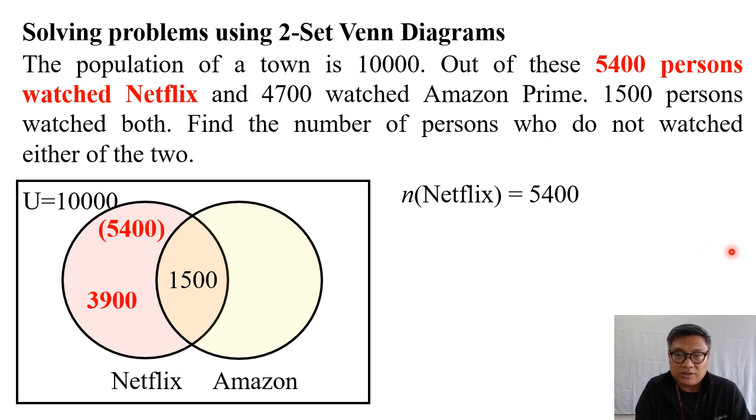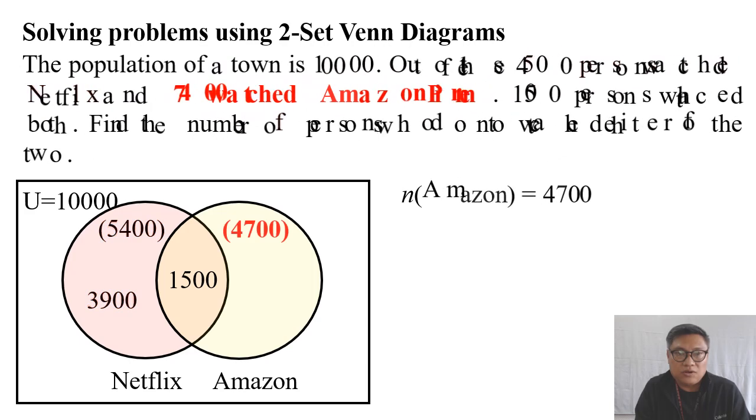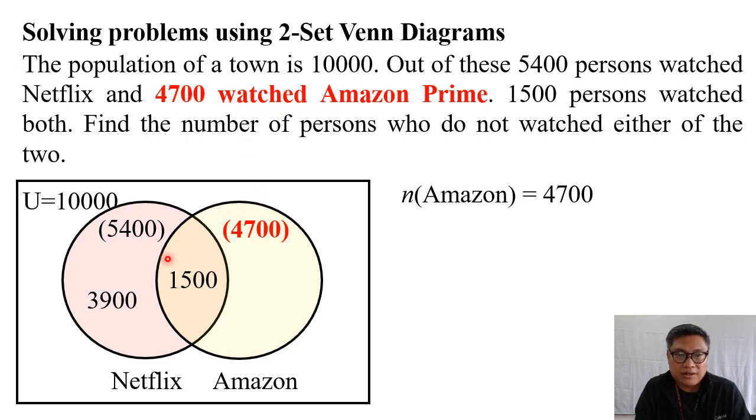So for Amazon, there are 4,700 who watch Amazon. Out of the 4,700, there is already 1,500 who watch both Amazon and Netflix. So similarly, we need to subtract 4,700 by 1,500, and that would be the number of viewers for Amazon only, but not for Netflix. And that would be 3,200.